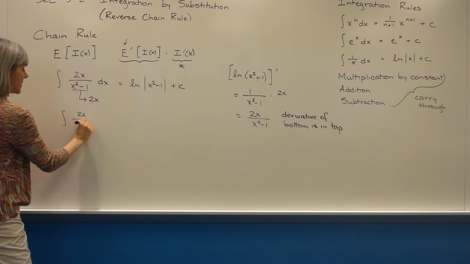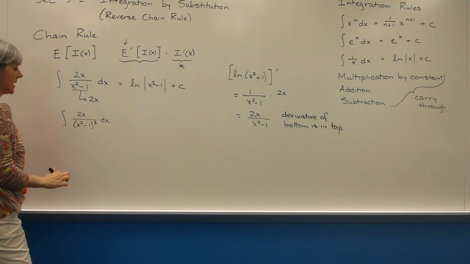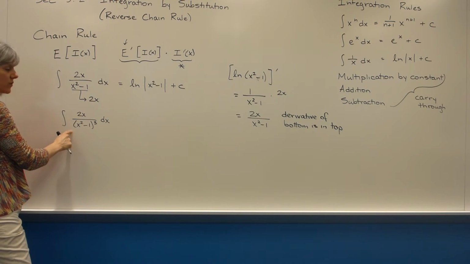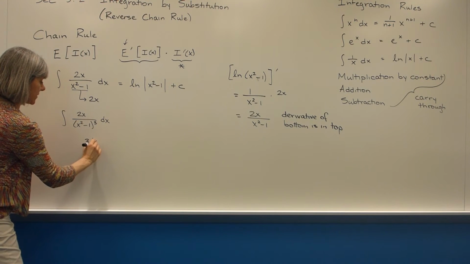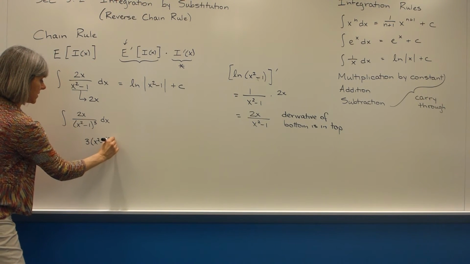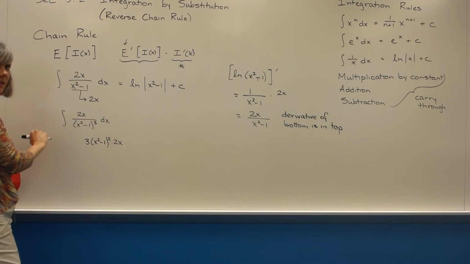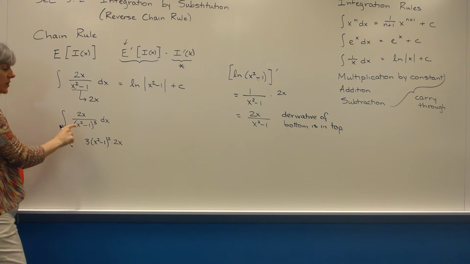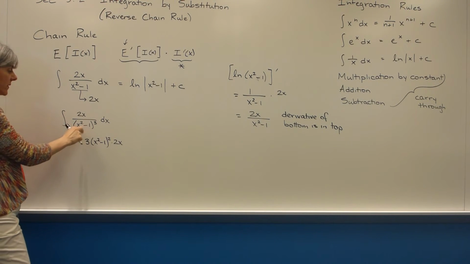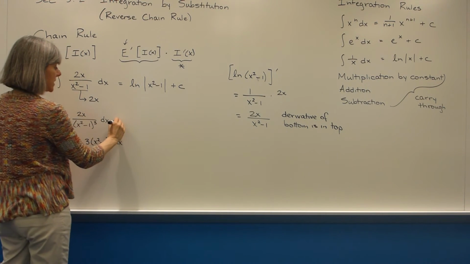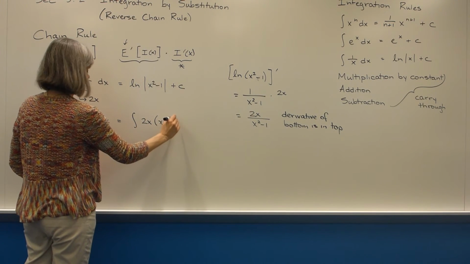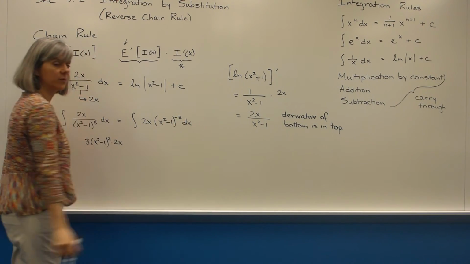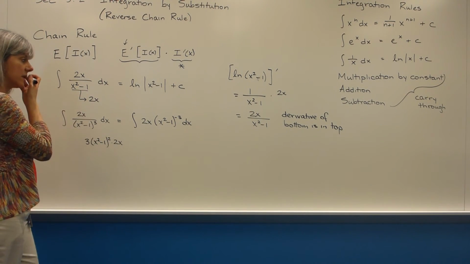So if I had 2x over x squared minus 1, cubed, dx, now is the derivative of the entire denominator in the numerator? Well, the derivative of the entire denominator is chain rule, is all of that. Is all of that up there? All of it? No. So this is not going to be a log. The derivative of the bottom is not in the top. So instead, as we often do, we're going to rewrite in power form.